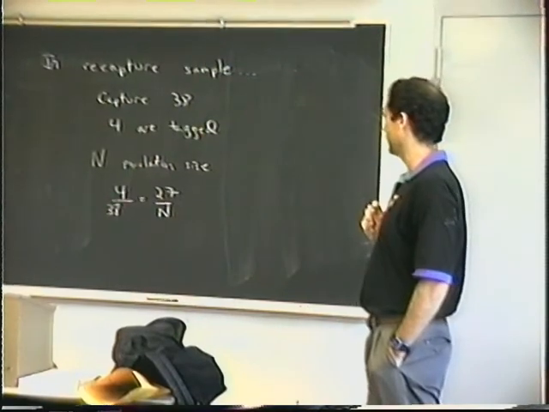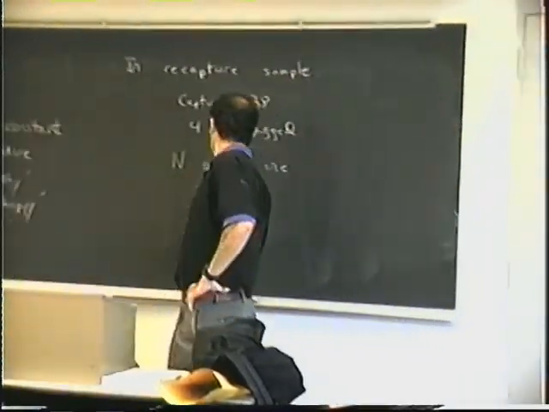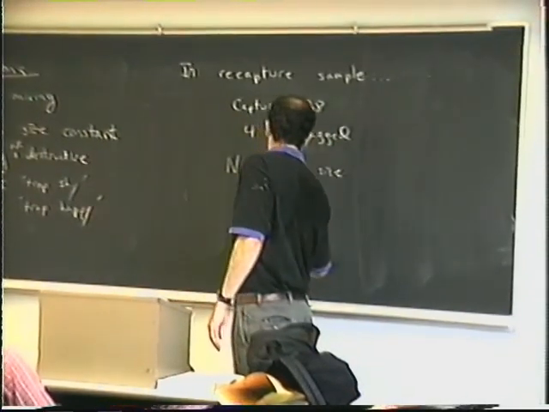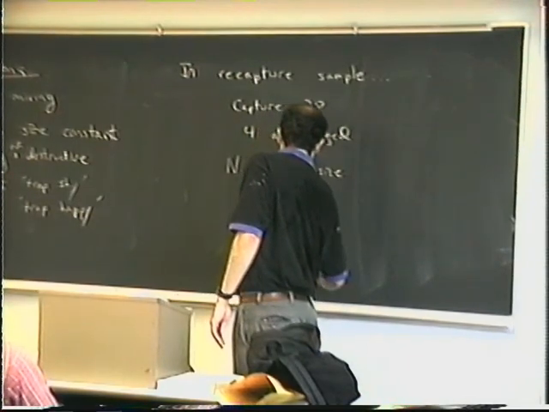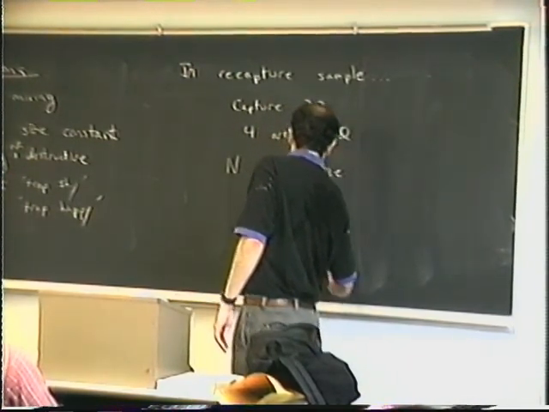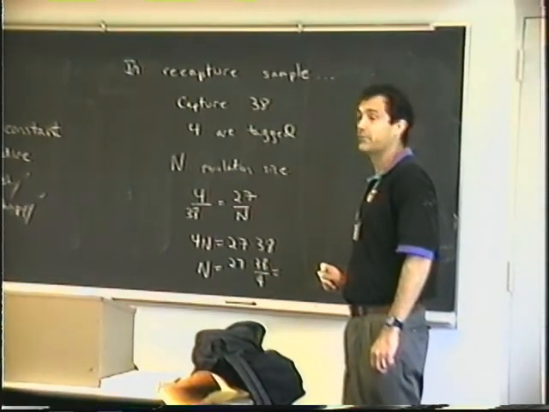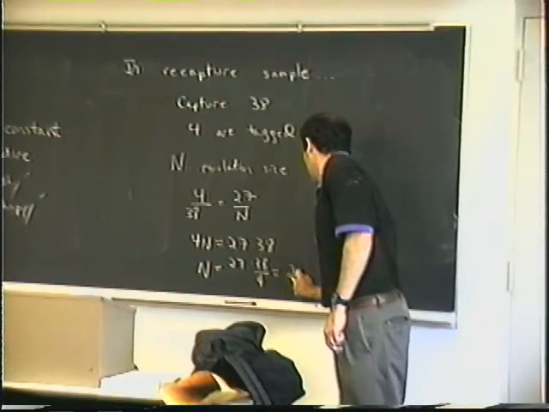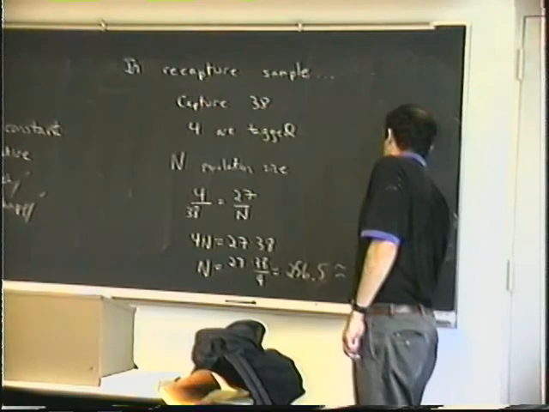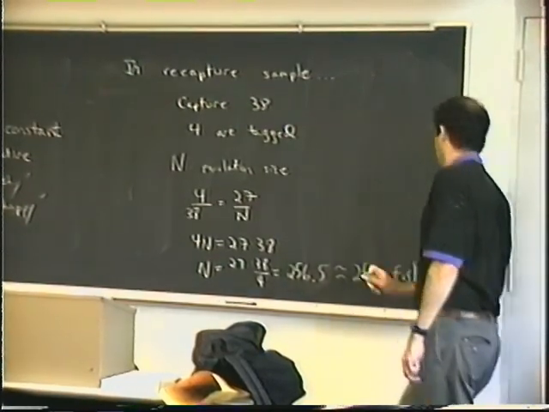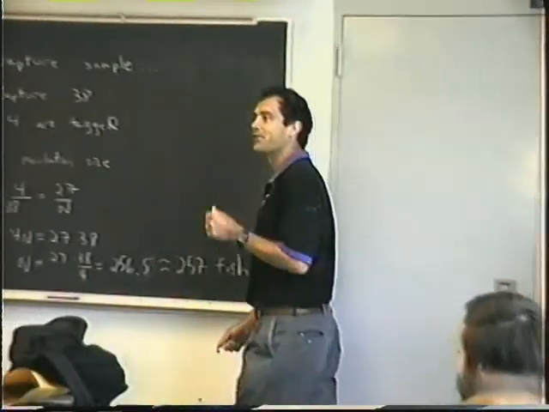So we want to compare that. We know there's 27 tagged things in the lake. So if you solve that, you get 4N equals 27 times 38, so N equals 27 times 38 over 4. 38 over 4 would be 9.5. So that would be 10 27s is 270 minus the 13.5. It would be 256.5. So about 257 fish would be our estimate. That's not awful if they really think there's 230 in there.